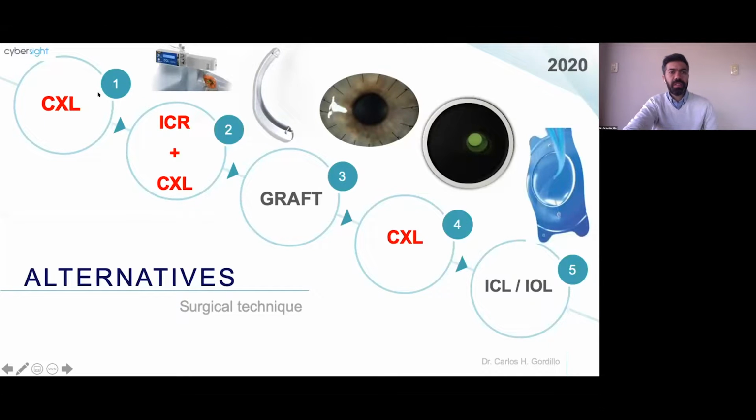Here you can see as the first step, we can use the cross-linking. The second step, as I was telling you before, the intracorneal rings and cross-linking. If the evolutive stage is bigger, you can use the graft. But also you need to understand that after the graft, you'll have to perform cross-linking again to the peripheral ring. I'm going to talk about that, and how to solve the residual refractive error. You can use ICL or different IOL.